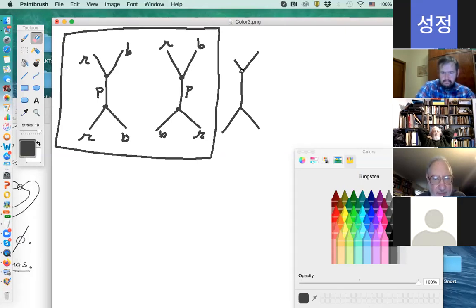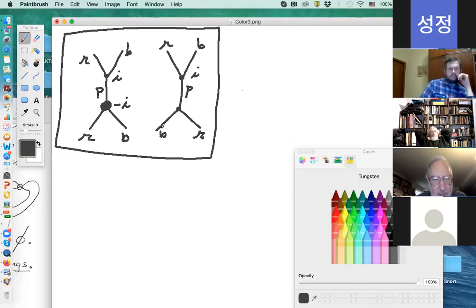Think about that. What does it mean in terms of our graphics, and what does it mean in terms of the vertex weights? Well, let's just do the vertex weights. In terms of the vertex weights, this is a red, blue, purple, and it's a plus i. And this is a blue, red, purple, and it is a minus i. Right. And on the other hand, this is a red, blue, purple, and it's an i. And this is a red, blue, purple, and it's also an i.